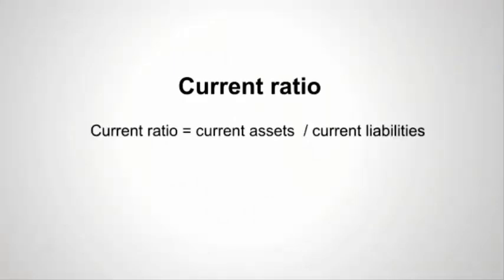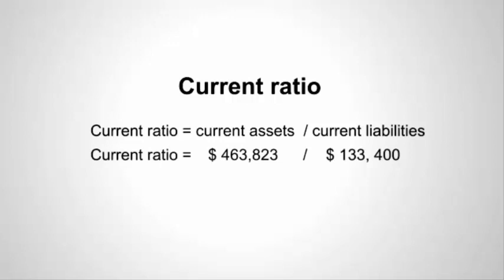Okay, the next thing we have to mention is those same two things, current assets and current liabilities, are compared. And we have a thing called the current ratio. What we do is we take the total amount of current assets and divide by the total amount of current liabilities. Using those same numbers, the current assets of 463,000 something, divided by the current liabilities of 133,000 something, we get a current ratio of 3.5. And sometimes we say our current ratio is 3.5 to 1. So either way would work.